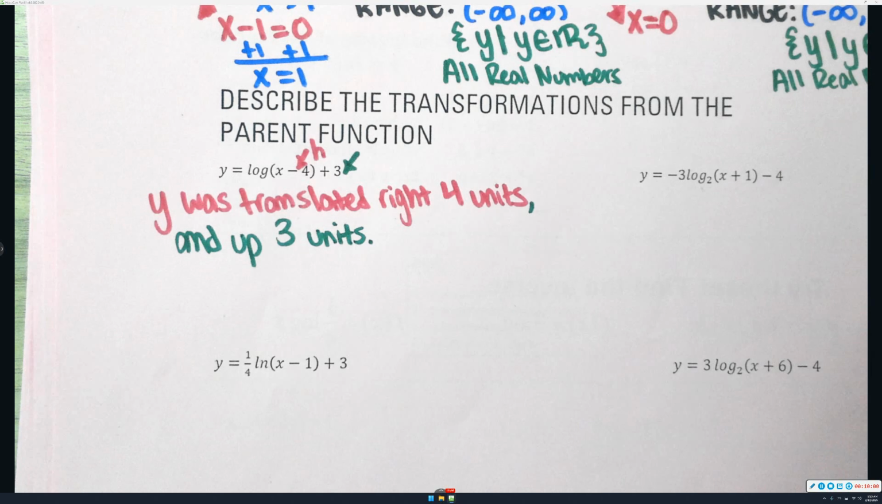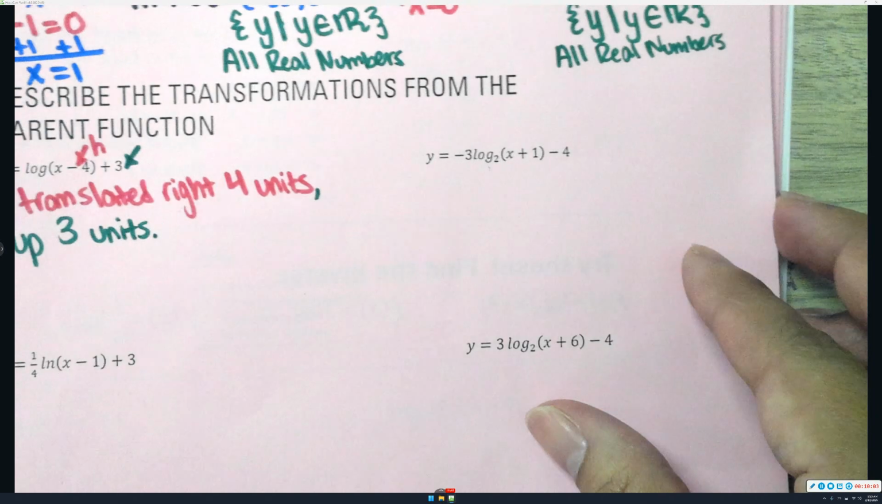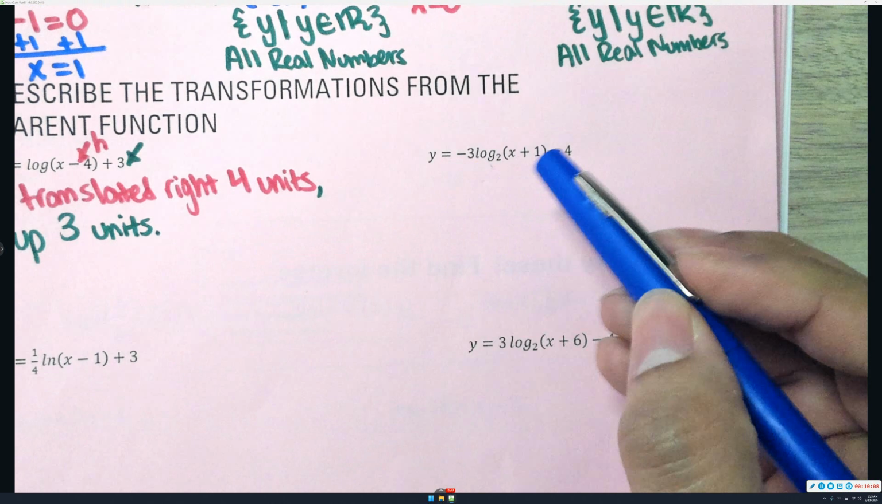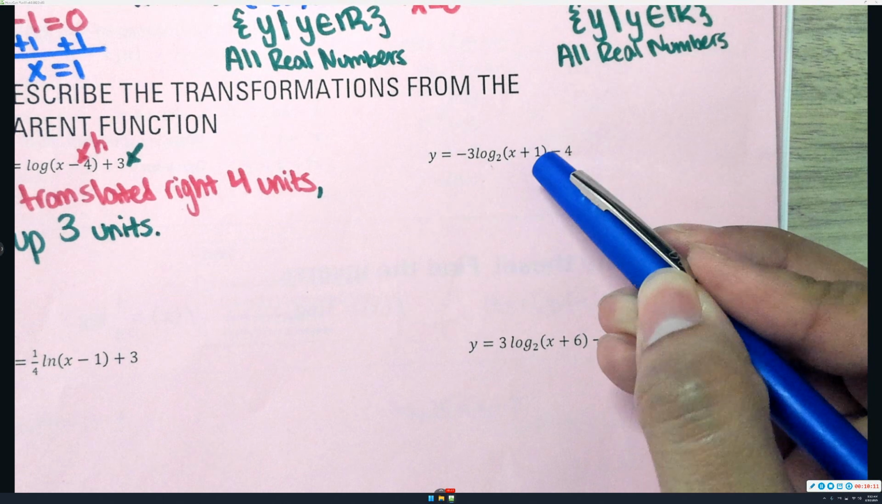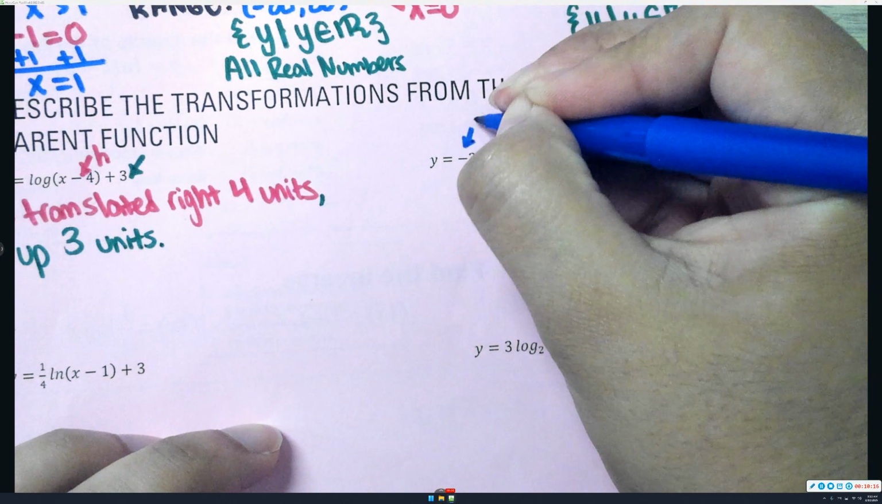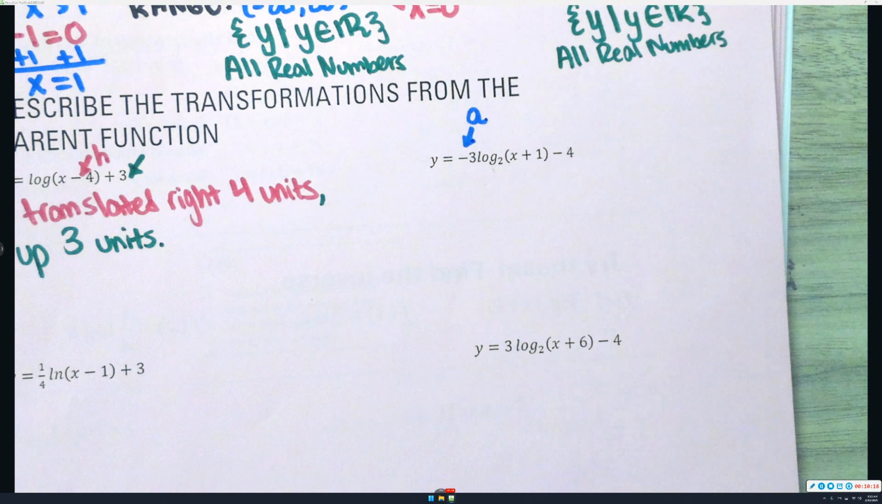Okay? Now, let's move on to the next example right here. For this one, notice that we have y equals negative 3 log base 2 of x plus 1 minus 4. Notice that we have a negative 3 for the a value. Keep in mind that if we have a negative symbol, it's going to be a reflection across the x-axis, right? And if we have a number that's greater than 1, it's going to be a vertical stretch, okay? But if the number is between 0 and 1, it's going to be a vertical compression, all right?